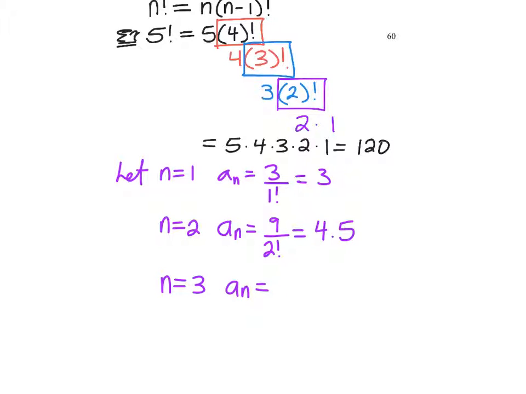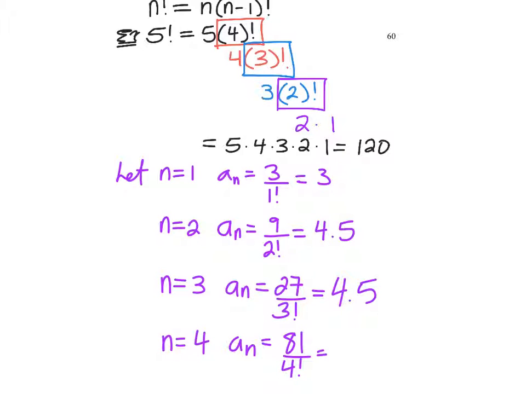So 3 to the third is 27 over 3 factorial. So 27 over 6. We're talking, what, 9 something or other. So 27 over 6. Oh, that's 4.5. Hold on a second. 2.25. I screwed up. Oh, wait, no, I didn't. Well, they're both 4.5? That's fun. Three to the 4th power is 81 over 4 factorial. So 81 over 24.